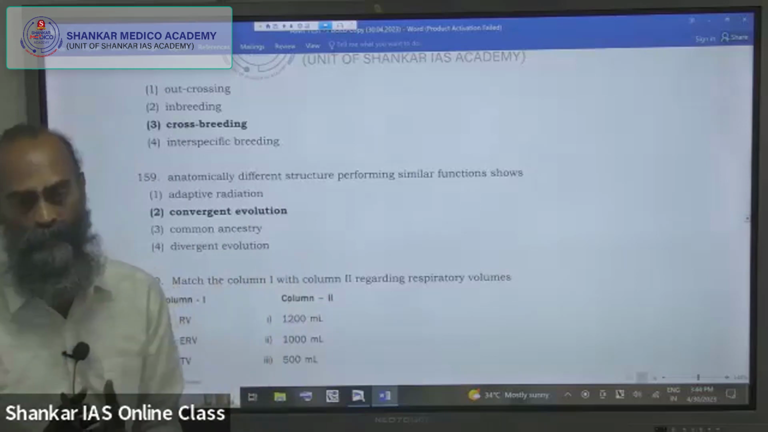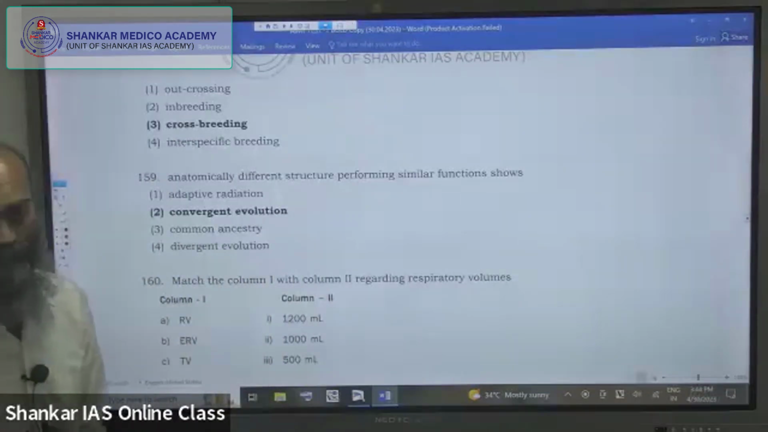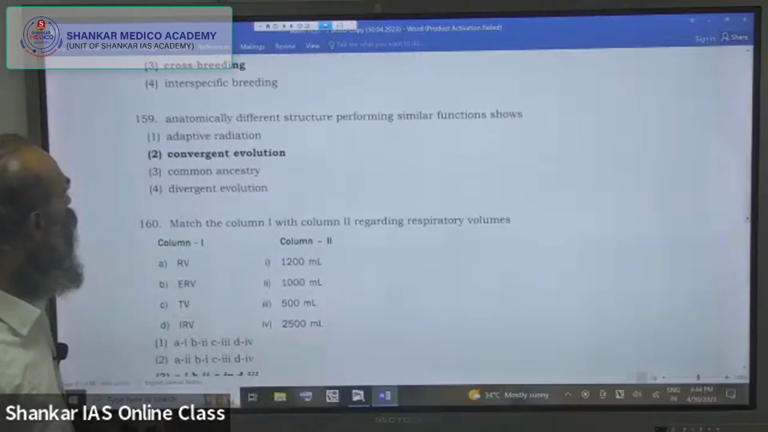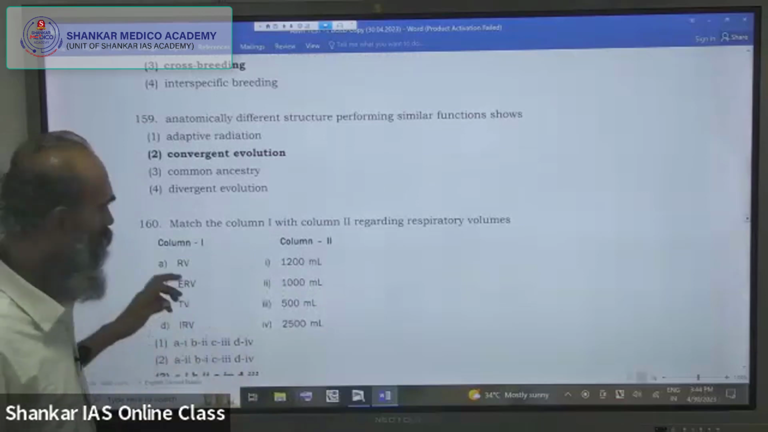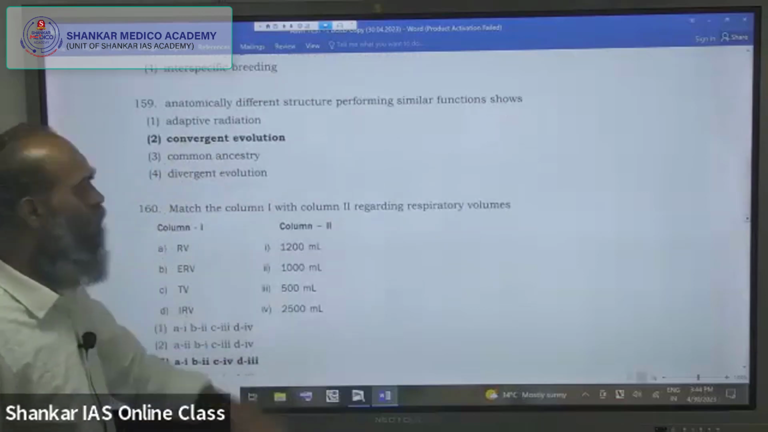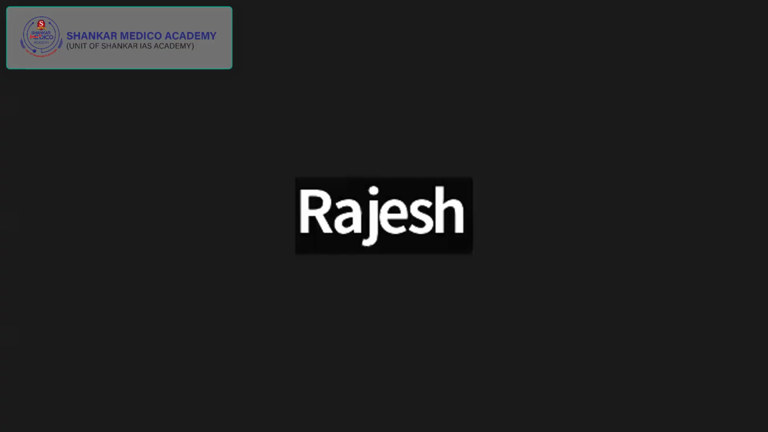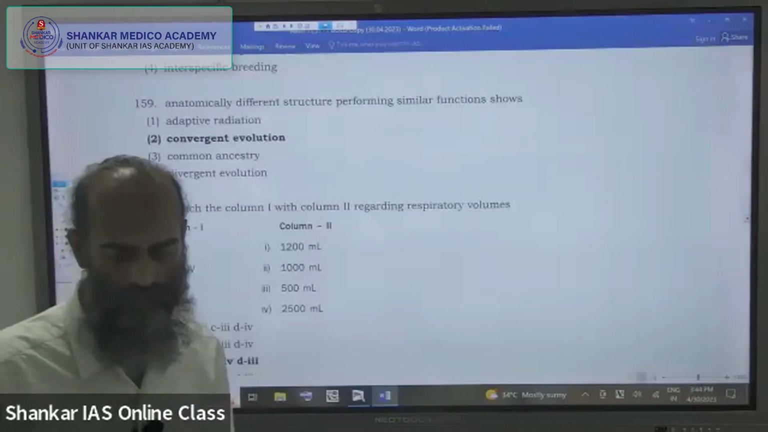Combining the desired characters or desired genes. Yes. Anatomically different structures performing a similar function shows convergent evolution. Can you give one example of convergent evolution? Eyes of humans and octopus. Yes, okay.